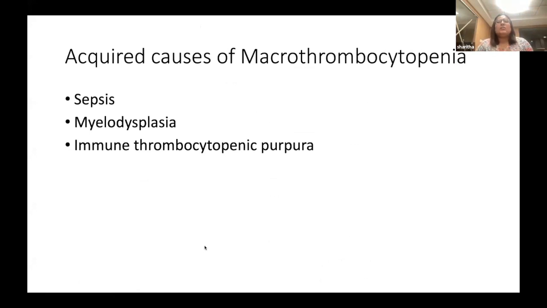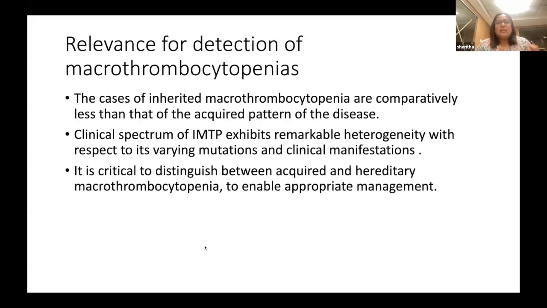Now we discussed the inherited causes. Now, what are the acquired causes of macrothrombocytopenia? The most important acquired causes are sepsis, myelodysplasia, and immune thrombocytopenic purpura, or ITP. The clinical significance lies in identifying the macrothrombocytopenias and differentiating them from ITP or myelodysplasia. As we all know, the treatment for ITP and myelodysplasia is clinically very significant, whereas the macrothrombocytopenias are basically asymptomatic and do not require any treatment.